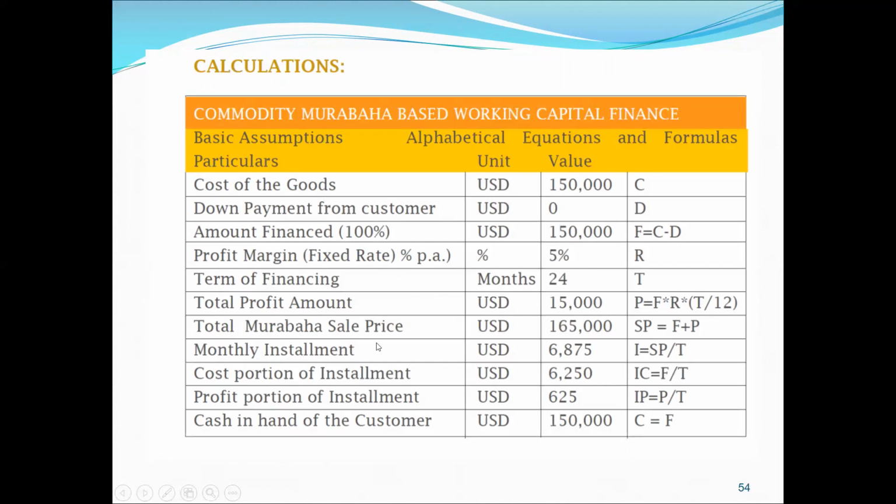And the total murabaha sale price to the customer will be $165,000. In the murabaha case, as you know, it should be disclosed as profit plus cost. So the customer should know both the profit and the cost of that product. The monthly installment for the customer will be $6,875. If it's divided into two, 6,250 is the cost of the product, and the rest is profit. So the cash in hand of the customer is $150,000 as a cost.